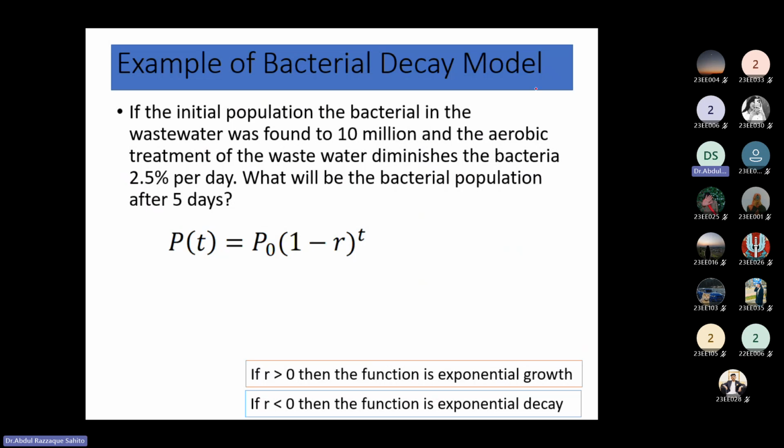Now let's consider the same equation. This is the same equation for the population, but here you can note that we have a negative sign. This negative sign indicates that it's a decay, a decline. In this, as the time increases, the population decreases below the initial population.